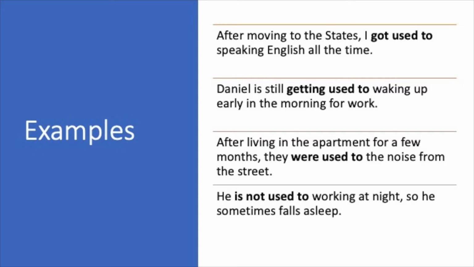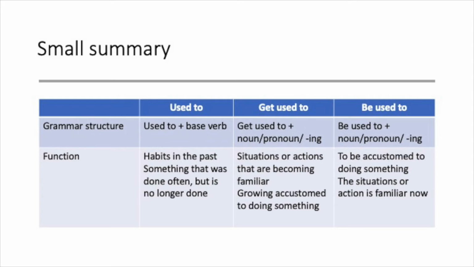After living in the apartment for a few months, they were used to the noise from the street. They were, the verb to be gives us the tense, were. Used to stays the same. The noise. The noise is a noun. He is not used to working at night yet, so he sometimes falls asleep. The verb to be gives us the tense, is. Used to stays the same. Working is a gerund. Here is a small summary for you so that you keep the main ideas in your notebook. I hope it's useful.